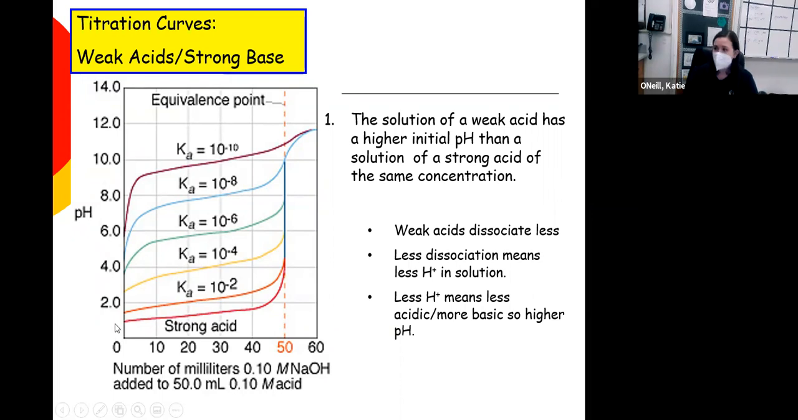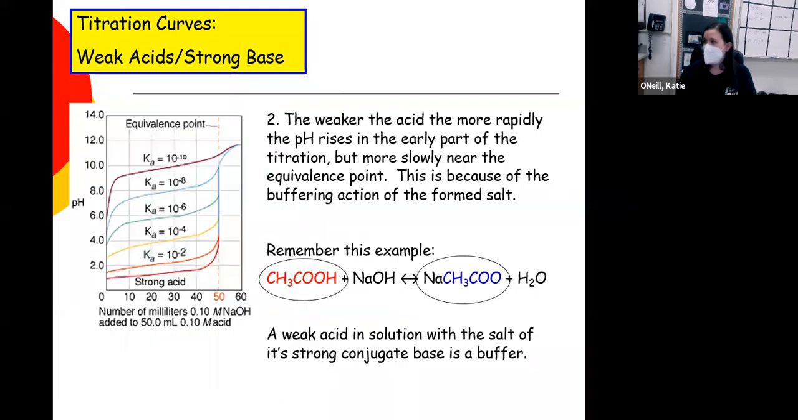So that's going to have the highest concentration of hydrogen ions in solution, aka the lowest pH. And then the weaker the acid, the less dissociated hydrogen ions, and so the higher the pH. Weak acids dissociate fewer hydrogen ions in solution, which means it is less acidic or more basic. And so that's going to creep up higher and higher on the pH scale. Make sense? So different starting points there.